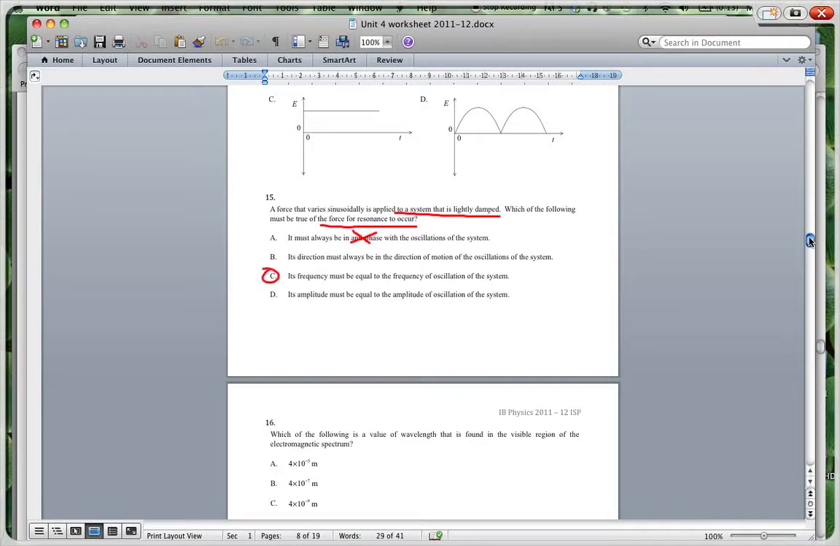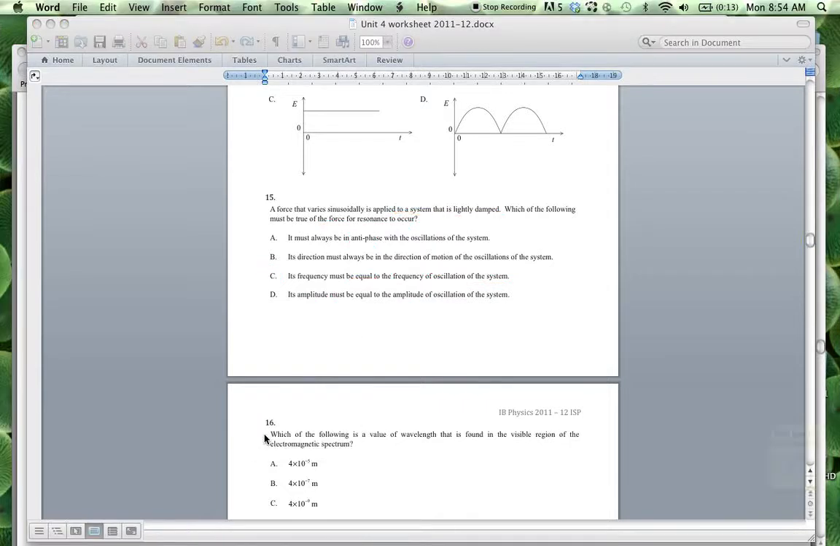C over here is correct. Its frequency must be equal to the frequency of the oscillation of the system. So when the frequency of the force that's applied to a system is the same as the natural frequency of the oscillating system, then you get resonance occurring. And this doesn't need to be of the same amplitude. Okay, so C is the correct one there.